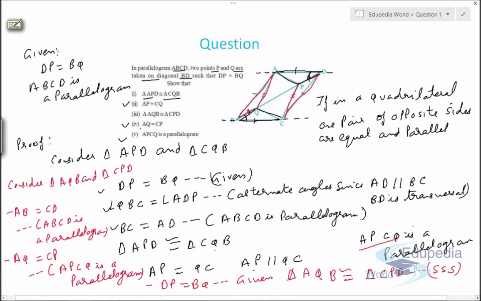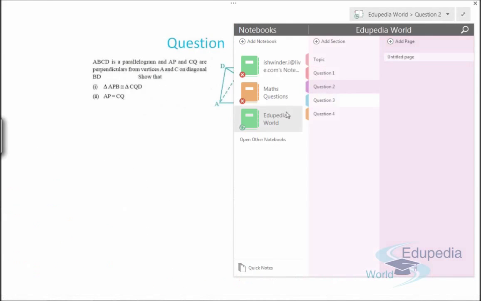Now we need to prove that AQ equals CP. Since APCQ is a parallelogram, opposite sides are equal and parallel, so AQ is also equal to CP, which we have already proved in this question. So this is how we solve these types of questions. Let's discuss the next question of this video, question number 2.